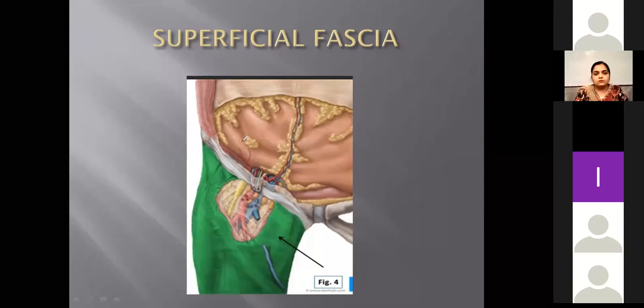The superficial fascia of the thigh is the subcutaneous tissue, a type of loose connective tissue, and it is a continuation of the Scarpa's fascia from the anterior abdominal wall. The superficial fascia in the inferior part of the anterior abdominal wall continues downward and covers the whole thigh, the Scarpa's fascia, the superficial fascia of the thigh. Obviously, this thigh contains a number of important muscles that have to perform different functions.